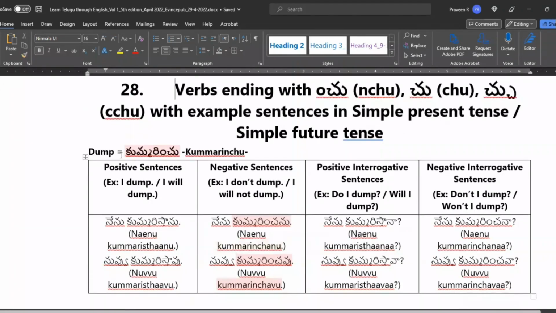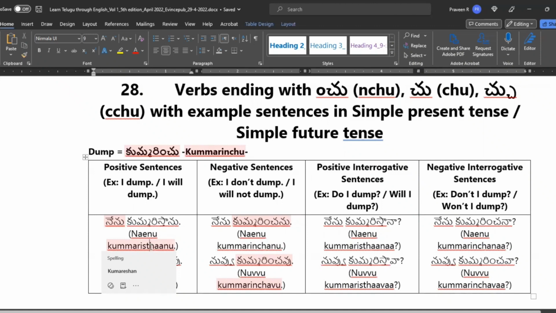Dump means kummarinchu. Example sentence: I dump or I will dump means నేను కుమ్మరిస్తాను. So look at how it is changing. This is the base form, kummarinchu. Kummarinchu became కుమ్మరిస్తాను. Chu changes to స్తాను.